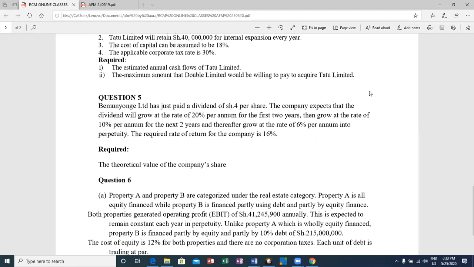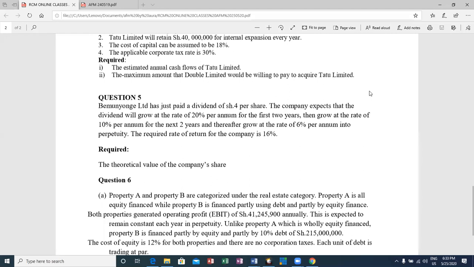So for the first 2 years, this will be 4 times 1.2, which gives an answer of 4.8. Then we have 4.8 times 1.2. The first 2 years it's 20%, and 20% is the same as 0.2, so 1 plus 0.2 is 1.2. So times 1.2, which gives us 5.76. Go to year number 3.